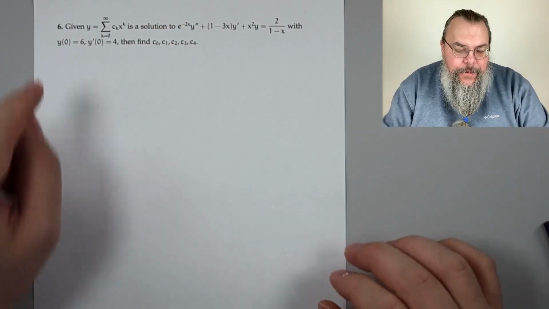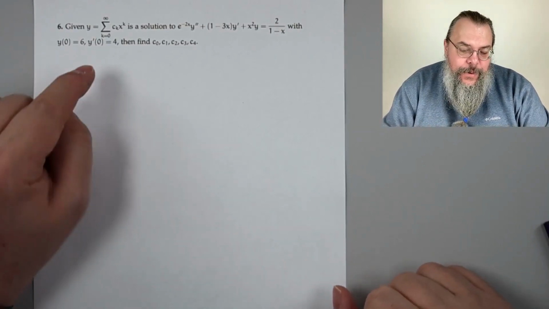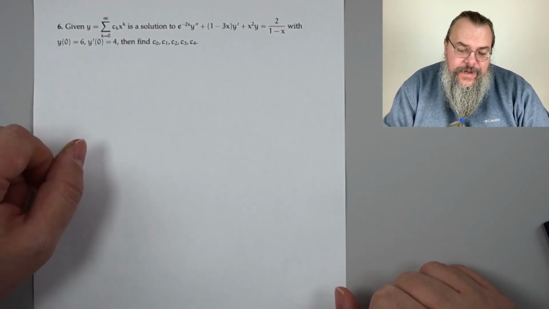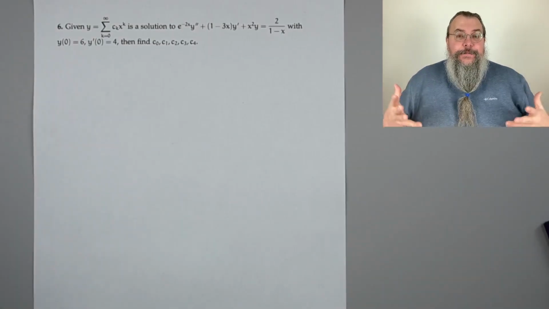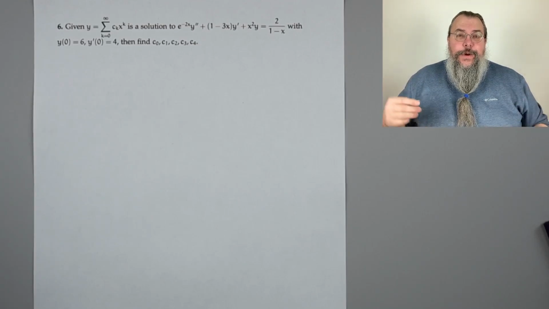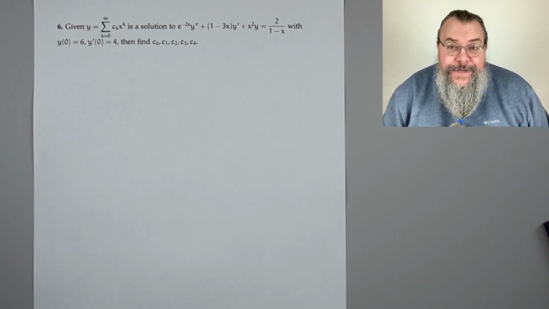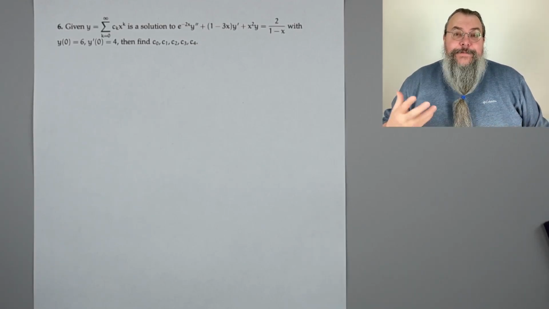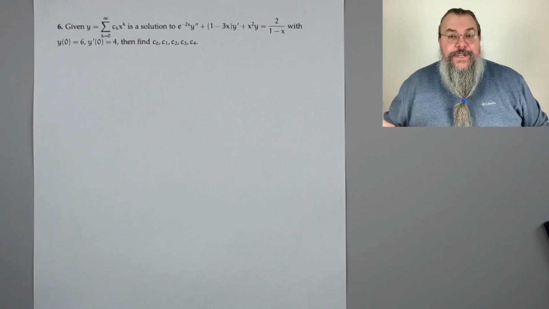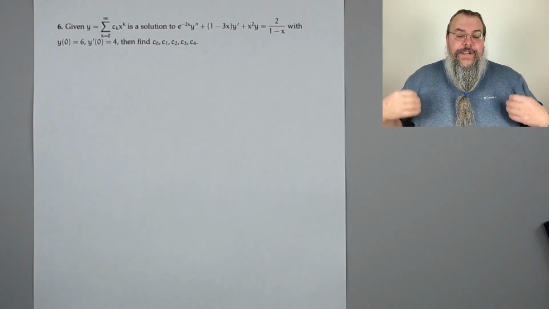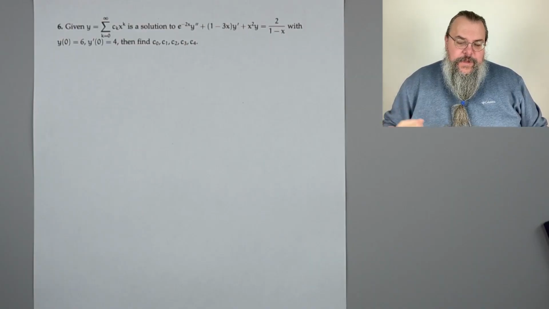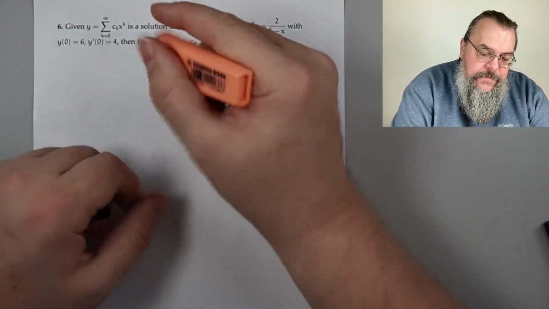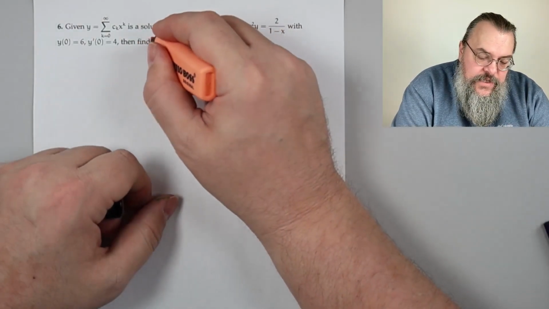But okay, all right. We also have that y of 0 equals 6, y prime of 0 equals 4, and we want to find some coefficients. Now, part of the way we're going to approach this is to say, well, what aren't we finding? Well, we're not finding a recurrence relation. That's good. And so we say, okay, well, we know a couple things. We know we're going to get a few pieces from initial conditions.